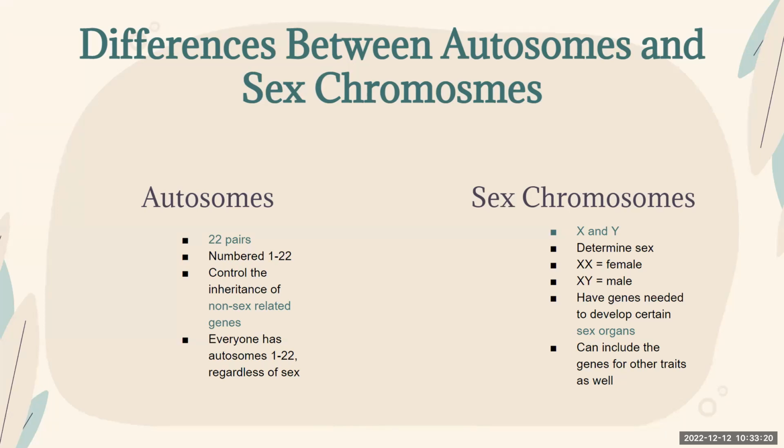Sex chromosomes are X and Y, and they determine the sex of a person. XX is a female, XY is a male. These chromosomes have genes that are needed to develop sex organs and include genes for other traits as well.